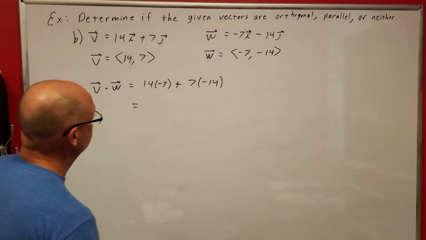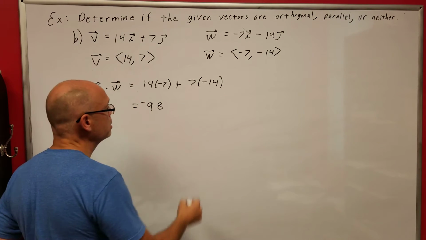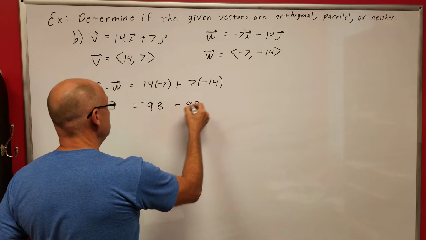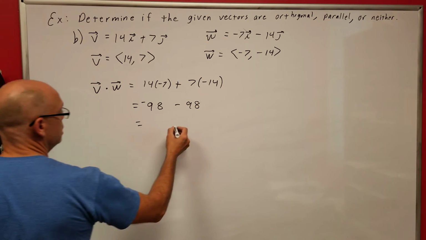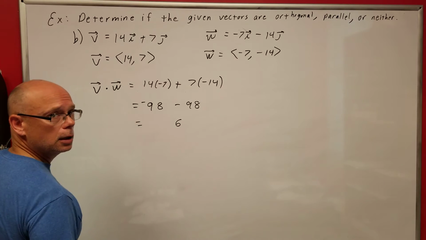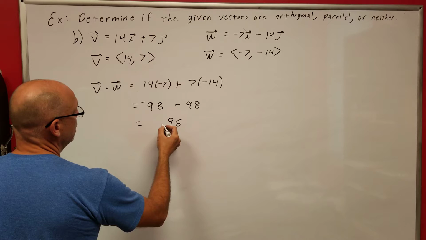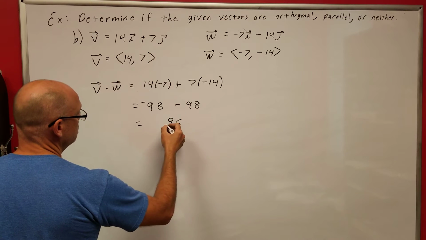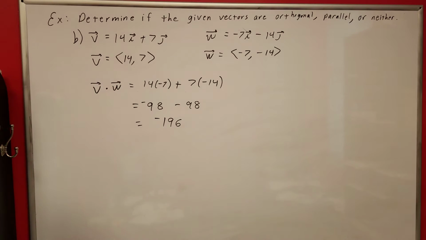All right. What does that give me? Negative 98 minus 98. 8 and 8 is 16. 9 and 9 is 18, plus 1 is 19. And then what do we have? 196, and it's negative.